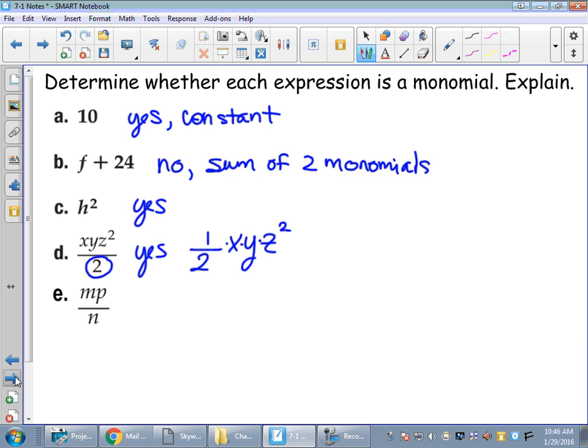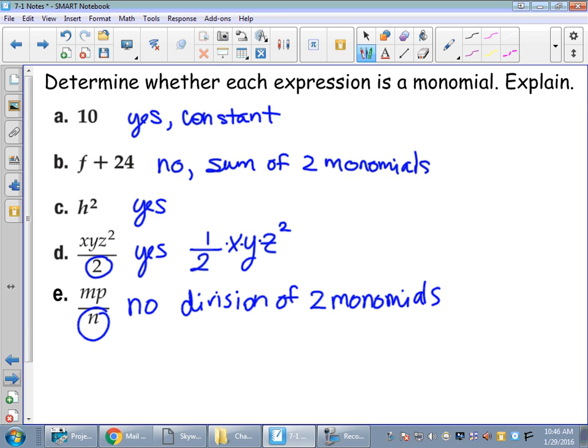E is not a monomial because of the division by n. This is a division of two monomials. mp is a monomial, n is a monomial, but when you're dividing them, that's not considered a monomial. That's considered the division of two monomials. So part of your homework or your classwork tomorrow will be identifying monomials.